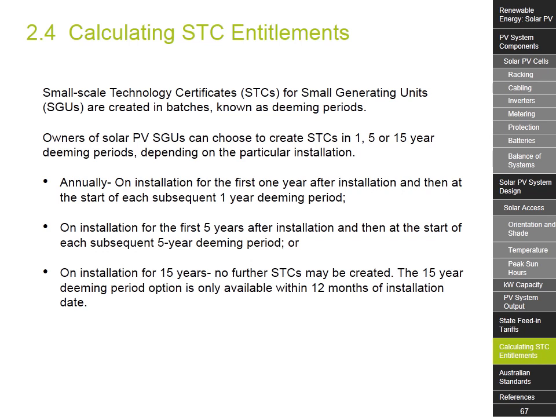Owners of solar PV SGUs can choose to create STCs over 1, 5, or 15-year Deeming Periods depending on the particular installation. If STCs are chosen to be created annually, this occurs at the start of each year on the date of installation. For 5-year Deeming Periods, STCs are created on installation for the first 5 years after installation, and then at the start of each subsequent 5-year Deeming Period. If the 15-year Deeming Period is chosen, STCs are created on installation with no further Deeming Periods available for that SGU. The 15-year Deeming Period option is only available within 12 months of the installation date.